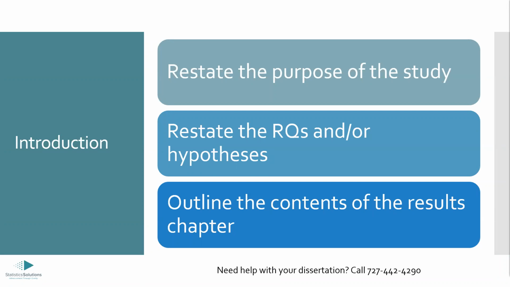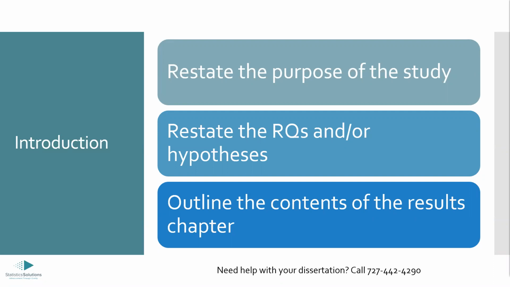It doesn't have to be a full statement of the purpose of the problem, like what you might have in chapter 1, but maybe just a sentence or two that summarizes the purpose of the study. You may also want to restate your research questions and hypotheses, and these should be stated verbatim, exactly as they're presented in the previous chapters of the dissertation.